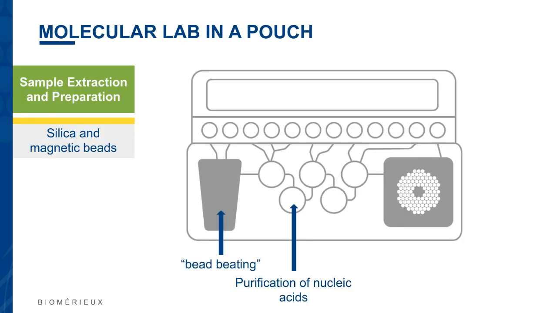So the first step is the sample extraction and preparation. The sample goes into this gray area here. We have a bead beating sample extraction, so the cells are destroyed in order to release all the nucleic acids in the sample. And then we use some magnetic beads for nucleic acid purification and release.